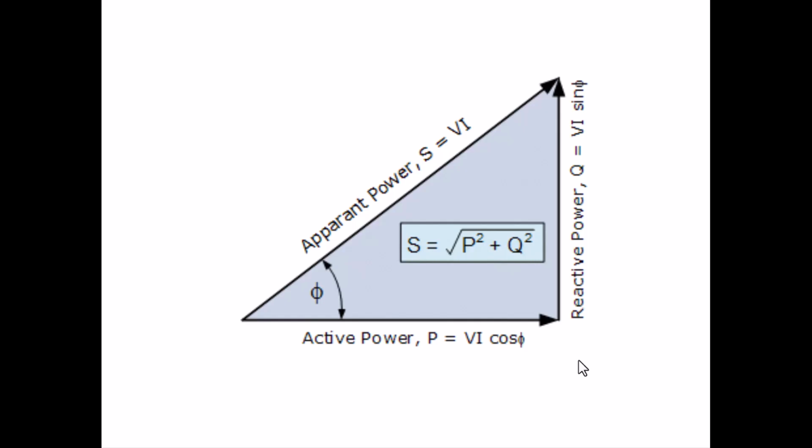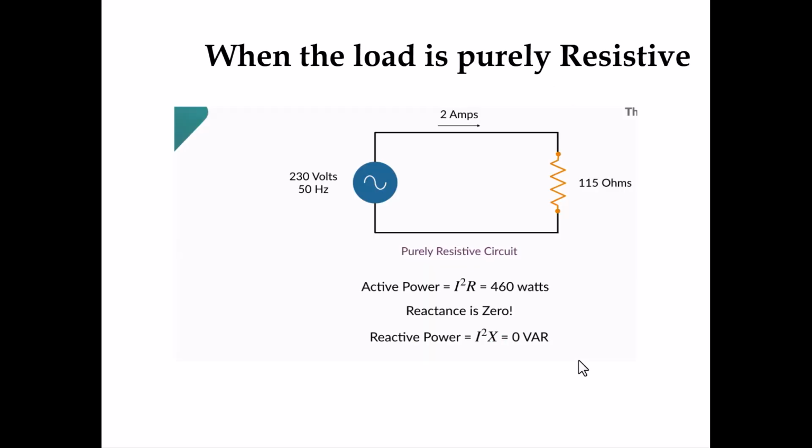Some of the major components are generators, which produce the power, transformers, which step the voltage up or down, and transmission lines, which carry the power. These must be rated to handle the entire apparent power, not just the portion that does useful work.